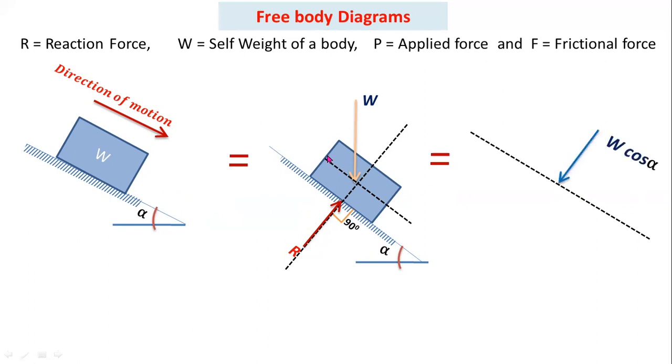Here you can observe this is the reference axis. This reference axis is parallel to the inclined plane. Now this is another reference axis. This is normal to the inclined plane. So this is a parallel reference line.